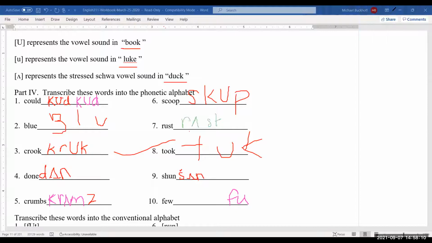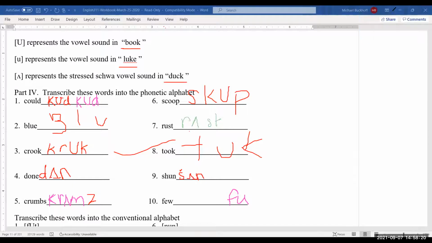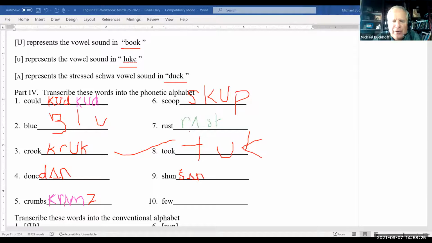Okay. Now, somebody look at number 10 we have here. I'm reading foo, but that's not what I'm seeing. I see few. So correct number 10, few, few. Not foo, but few. We got shun, as in duh, shun, good. We have took, good. We have rust.